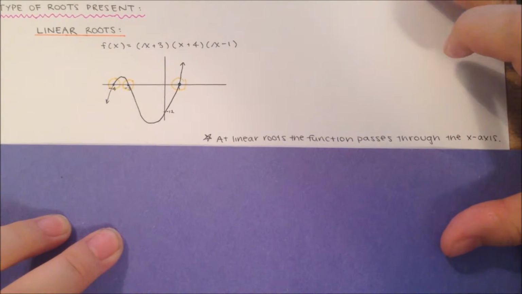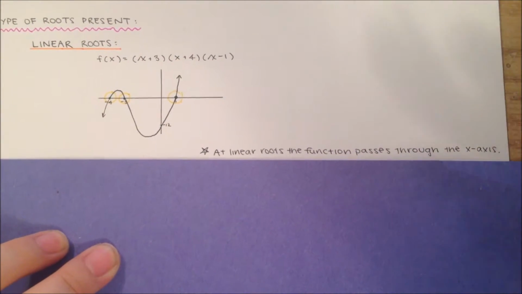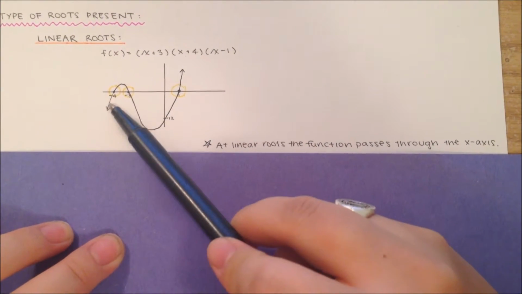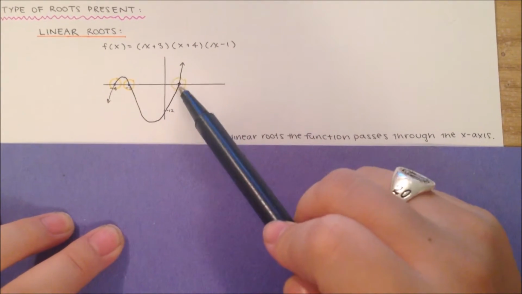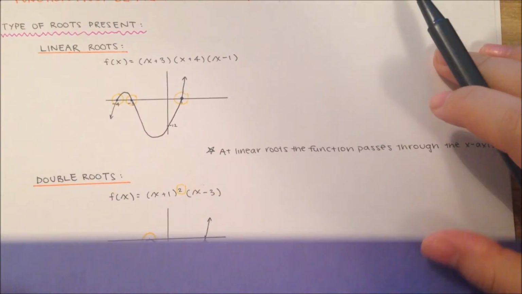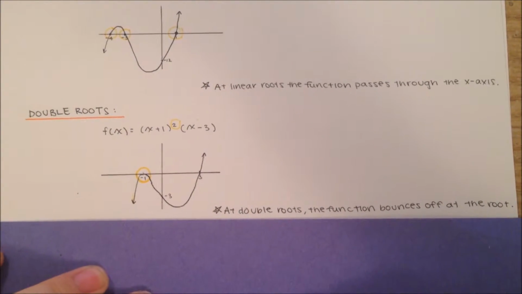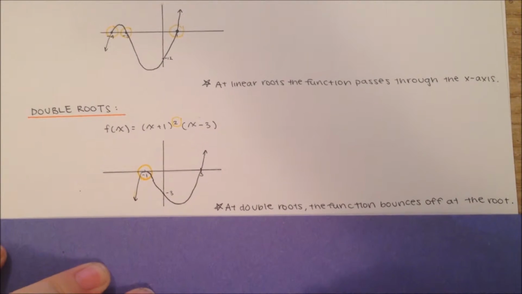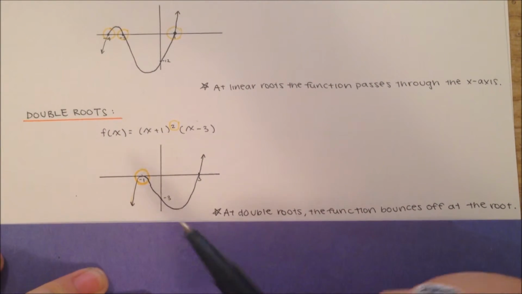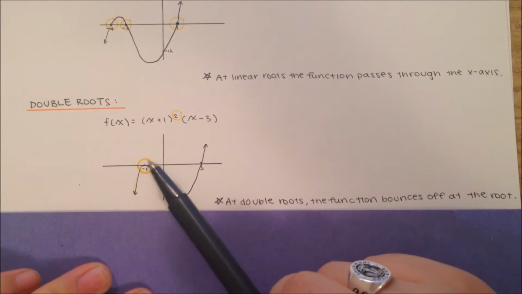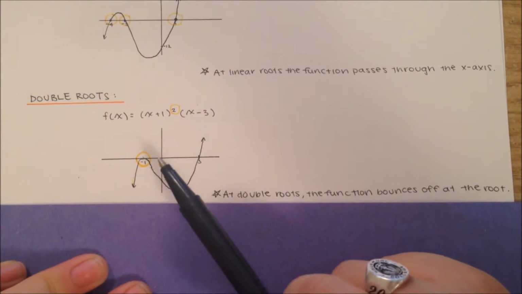This function has linear roots only. At linear roots, the function simply passes through the x-axis. As you can see, the function passes through all the roots. When a function has a double root, the function does not pass through the x-axis. Instead, it bounces off at the root. This is the double root, and as you can see, the function bounces off of it.